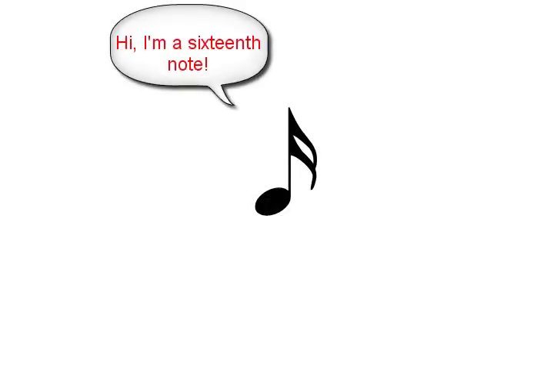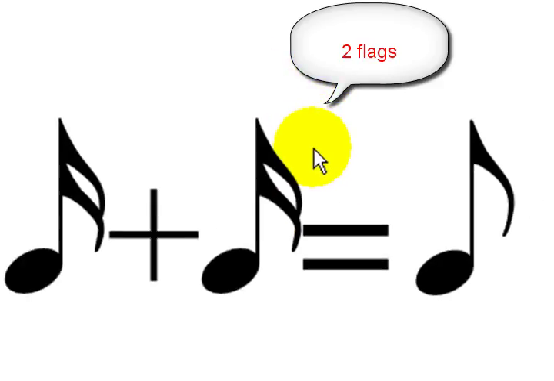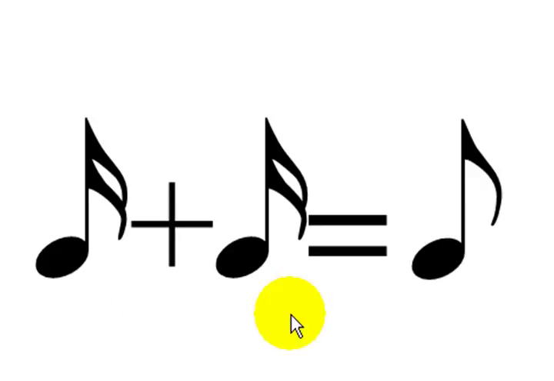Now this is a 16th note. The 16th note has 2 flags, halving the value of the 8th note. As we remember, the 8th note had 1 flag, but the 16th note has 2 flags. And we notice that the first flag is here, and the second flag is here. And therefore, when we look at this example, we see that 2 16th notes equal 1 8th note.